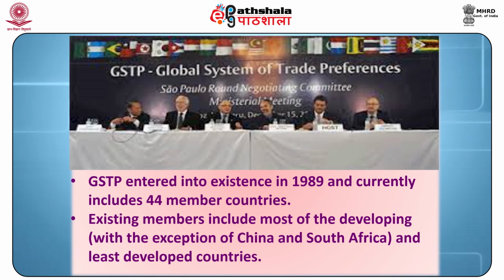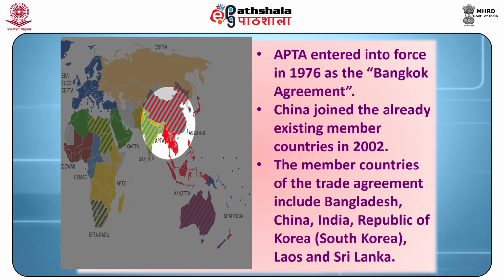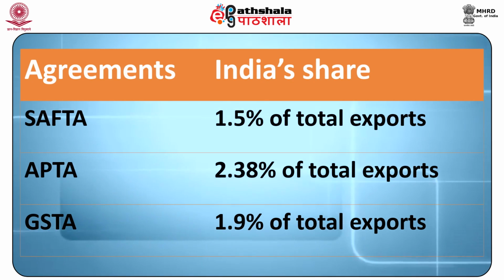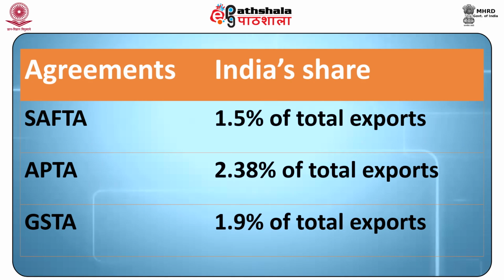Existing members include most of the developing countries, with the exception of China and South Africa, and least developed countries. APTA entered into force in 1976 as the Bangkok Agreement. China joined the already existing member countries in 2002. The member countries of the trade agreement include Bangladesh, China, India, Republic of Korea, that is South Korea, Laos and Sri Lanka.